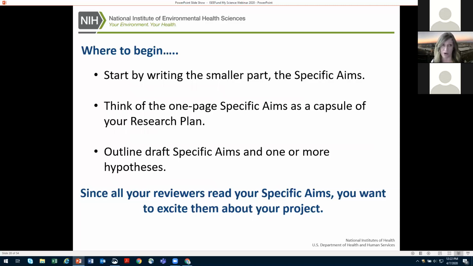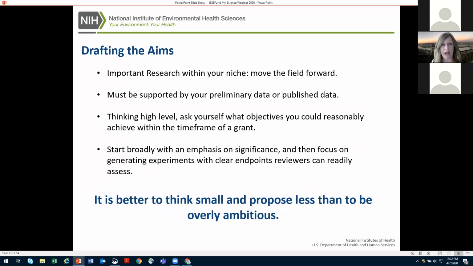And I know we have a few study section members that are online, and maybe they care later to talk about this as an element. So drafting your aims.